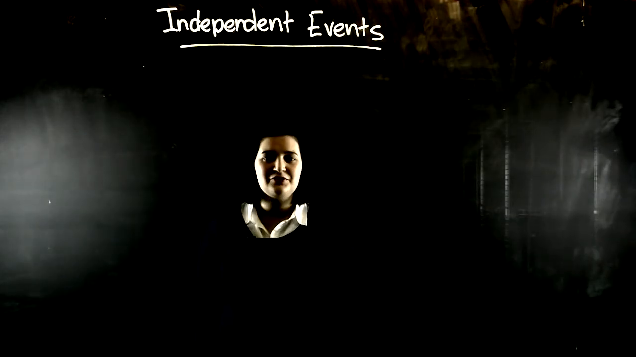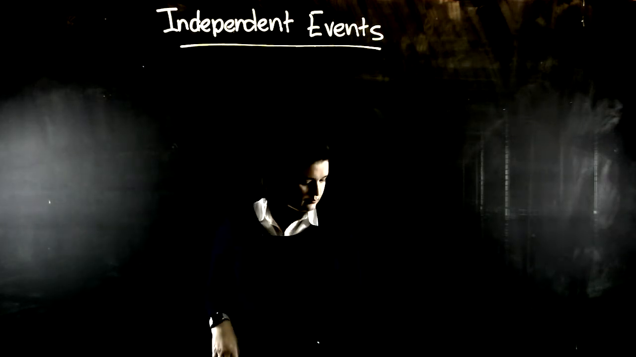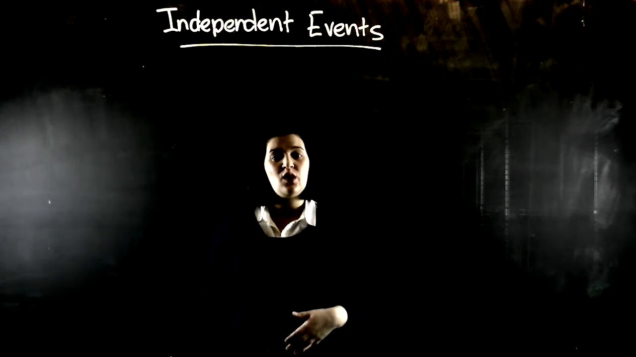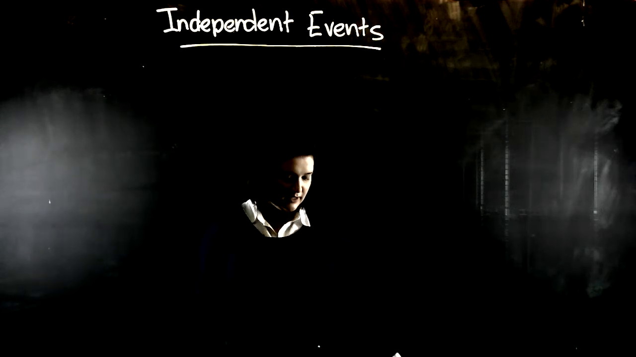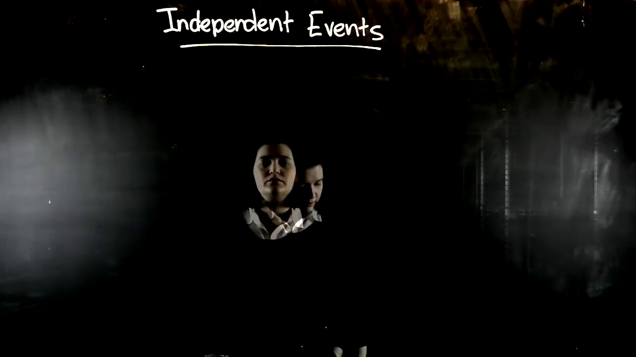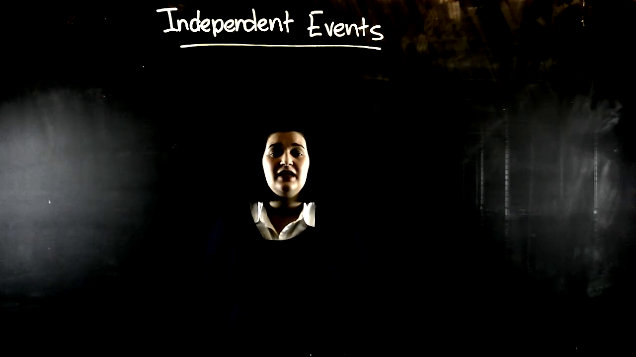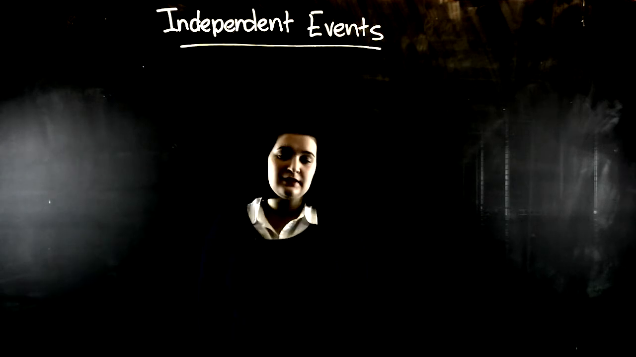Hi guys, today I'm going to talk about independent events. Two events are considered independent if the probability of one doesn't impact the probability of the other. An example of that might be if I were to roll two dice, one being a 6 doesn't impact whether the other one is a 6.